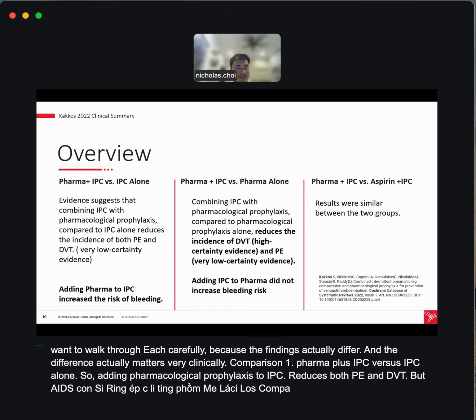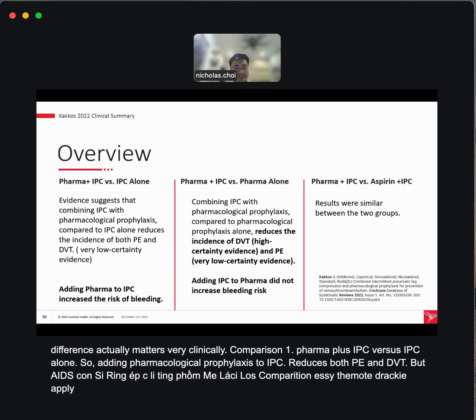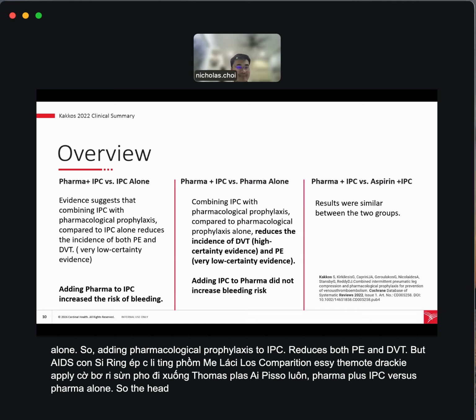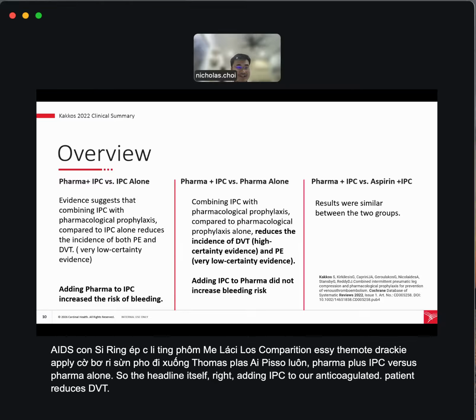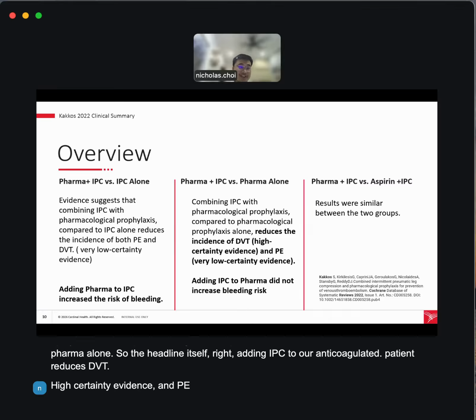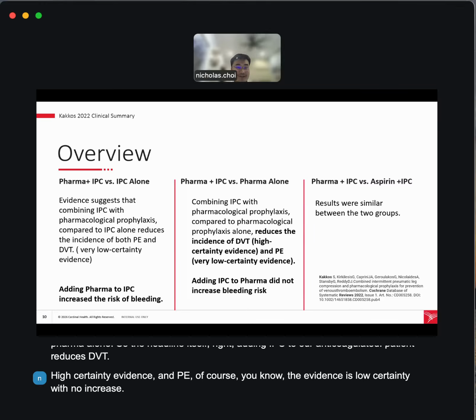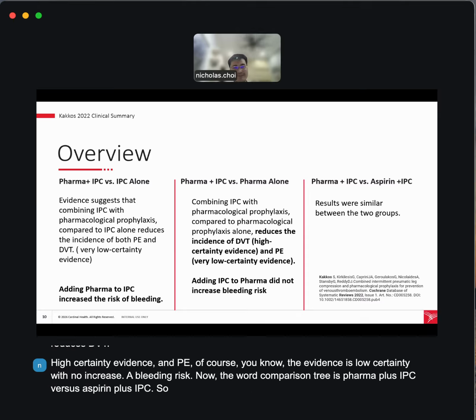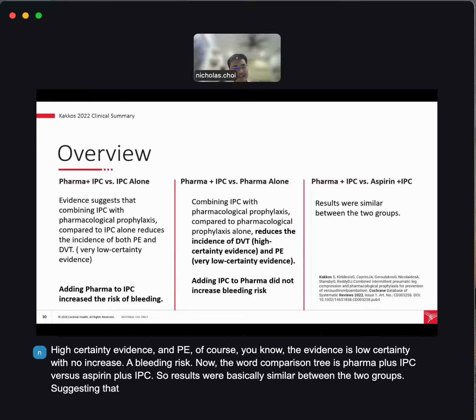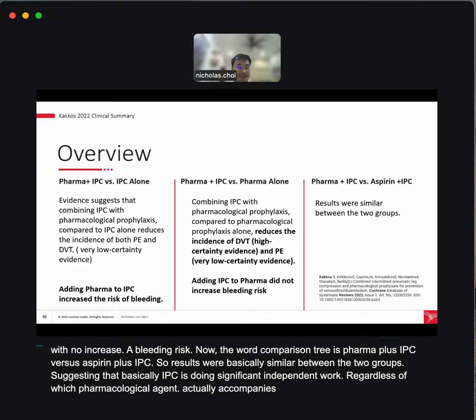Comparison 2 is the most directly applicable comparison for this room: pharma plus IPC versus pharma alone. The headline is that adding IPC to an anticoagulated patient reduces DVT, high certainty evidence, and PE, of course, the evidence is low certainty, with no increase in bleeding risk. Comparison 3 is pharma plus IPC versus aspirin plus IPC. Results were similar between the two groups, suggesting that IPC is doing significant independent work regardless of which pharmacological agent accompanies it.